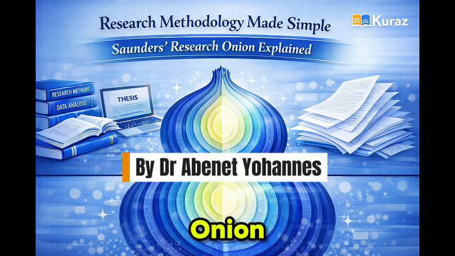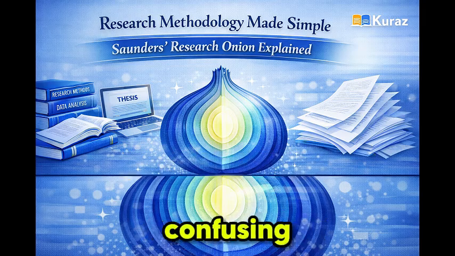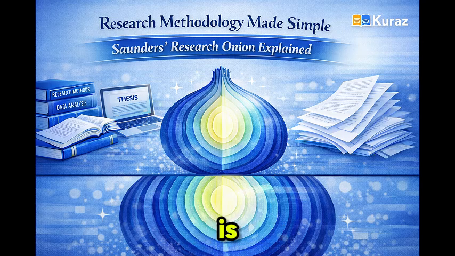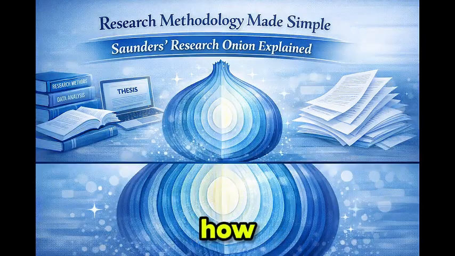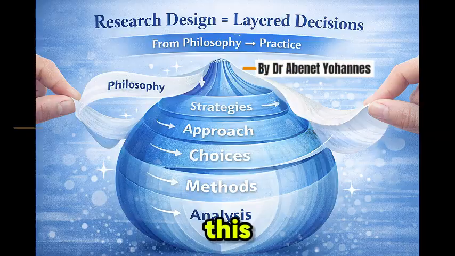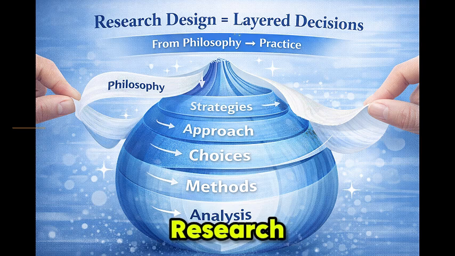Saunders Research Onion. If research methodology feels confusing, you're not alone. Many students struggle not because research is difficult, but because they don't know how all the methodological choices fit together. That's where Saunders Research Onion comes in. Welcome. In this video, I'll explain Saunders Research Onion model step by step, using simple language and real examples, so you can design a clear, logical, and defensible research methodology.